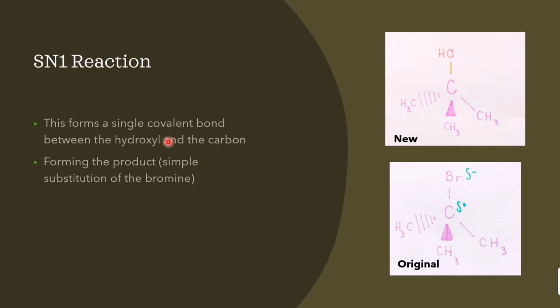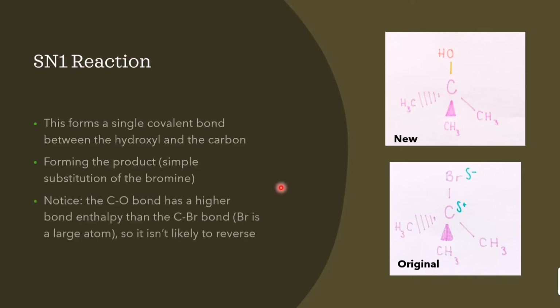So this forms the product, and it's a simple substitution of the bromine. So you can see that there is a bromine here on our original, and now on our new product, you see we have a hydroxyl here. So we've just replaced the bromine with this hydroxyl. There's no other change to the molecule. So these three methyls are still in the same position as before. So we've just simply replaced this atom with this group.